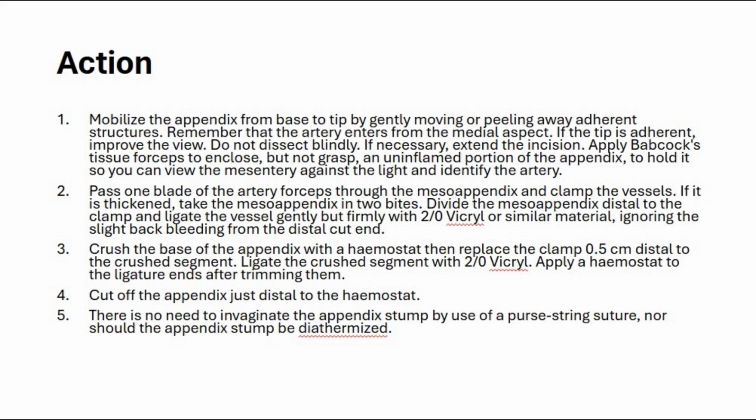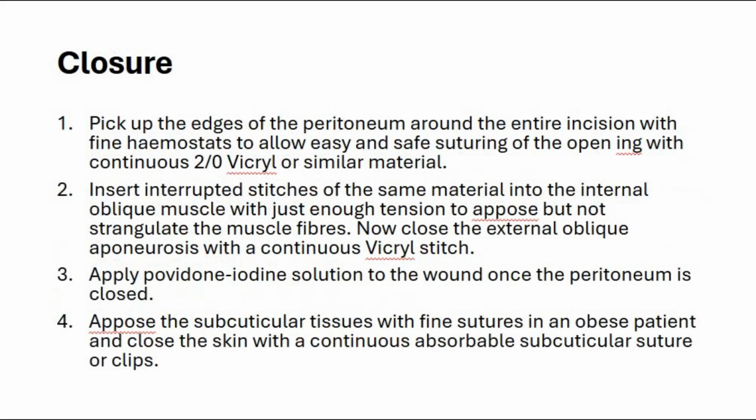nor should the appendix stump be diathermized. For closure of wound, pick up the edges of the peritoneum around the entire incision with fine hemostats to allow easy and safe suturing of the opening with continuous 2-0 Vicryl or similar material. Insert interrupted stitches of the same material into the internal oblique muscle with just enough tension to oppose but not strangulate the muscle fibers. Now close the external oblique aponeurosis with a continuous Vicryl stitch.